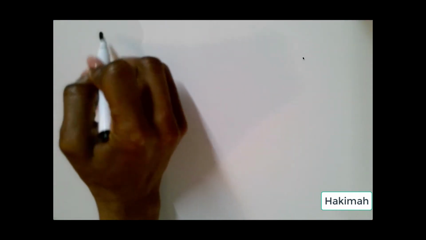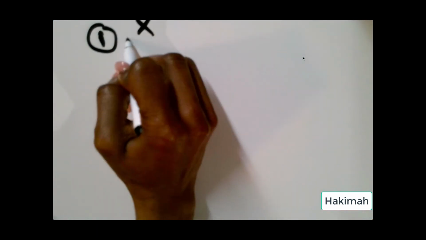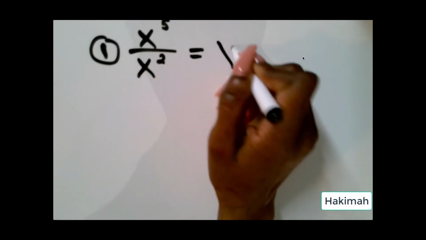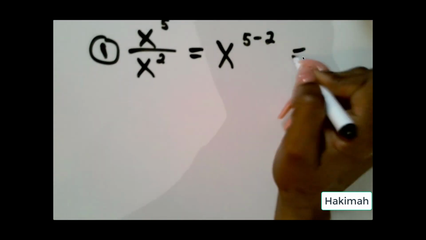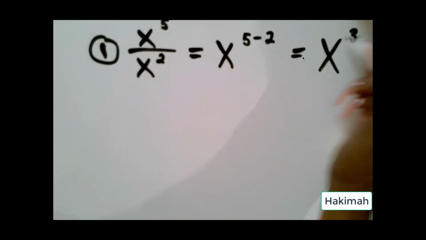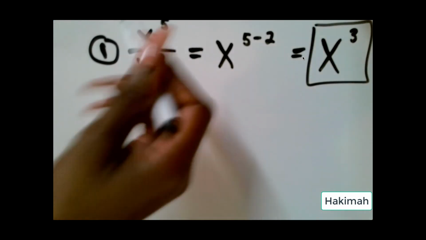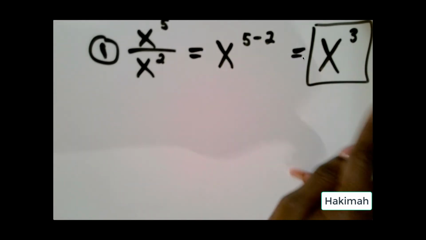Example number 1. So we have x to the power of 5 divided by x to the power of 2. Let me scoot that down. So remember, anytime we are using our quotient rule, we are keeping our base, which is x, and we are subtracting our exponents. So I end up with x to the power of 3. Simple. Anytime you are dividing with the same base, keep the base, subtract the exponents. Make sure you simplify.